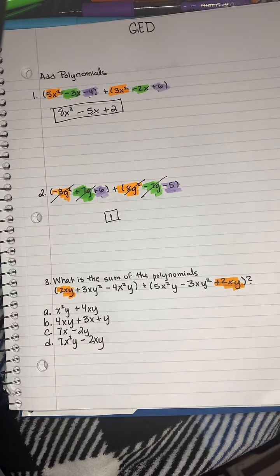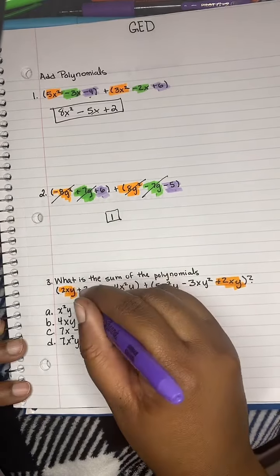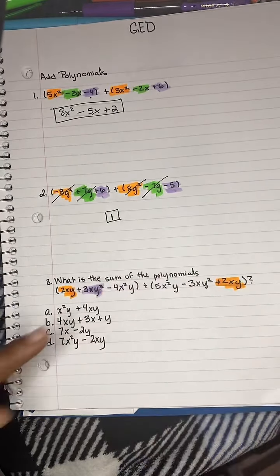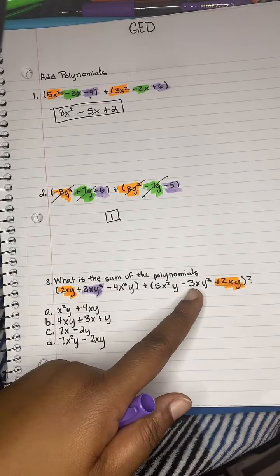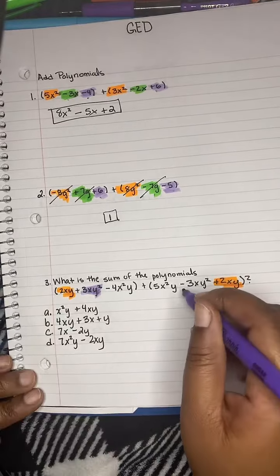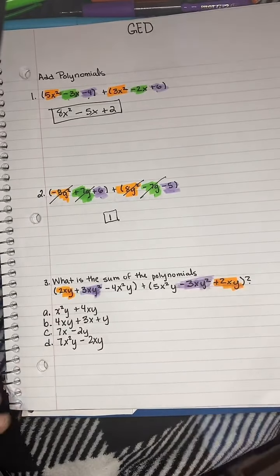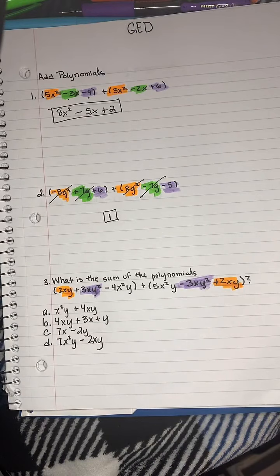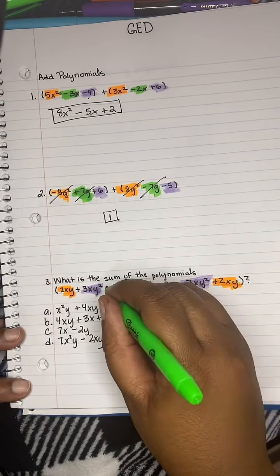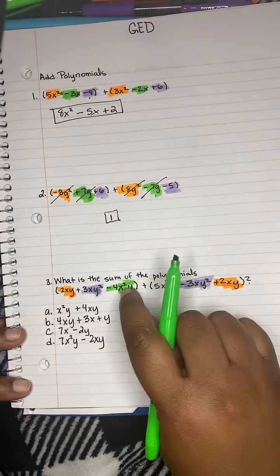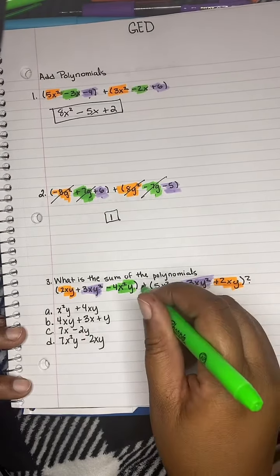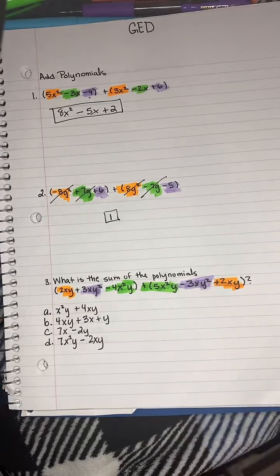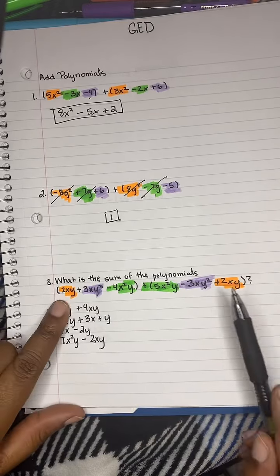So first, I'm going to look at, I have a positive 2xy. I'm looking, do I have another xy? Just xy. Right here, I have another xy. Okay, so those are like terms. Now, my next, I have a 3xy squared. So I'm looking for xy squared. Do I have another xy squared? Here's another xy squared right here. So I highlight that because those are like terms.